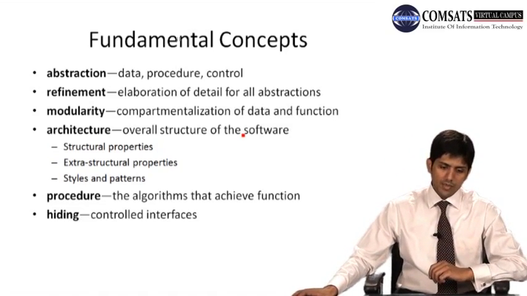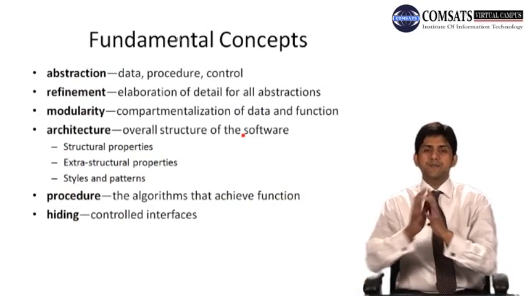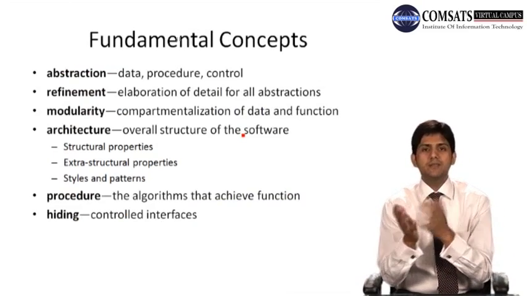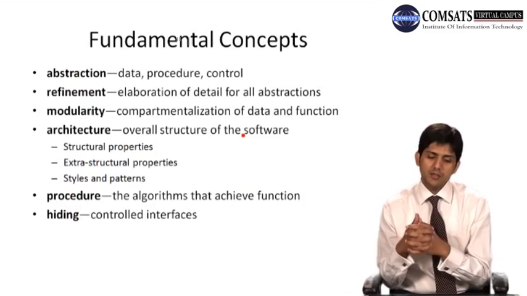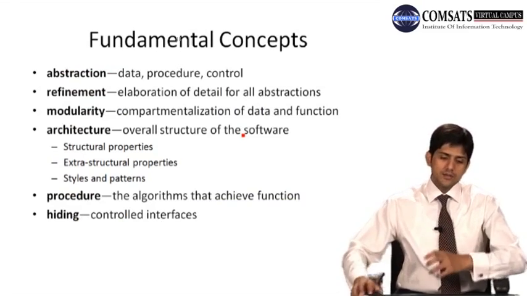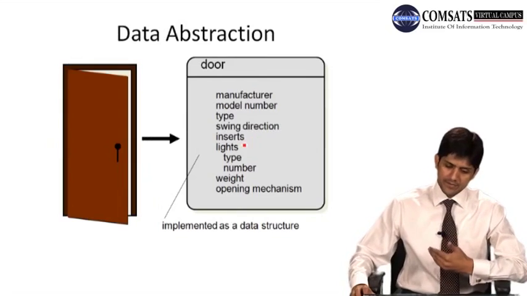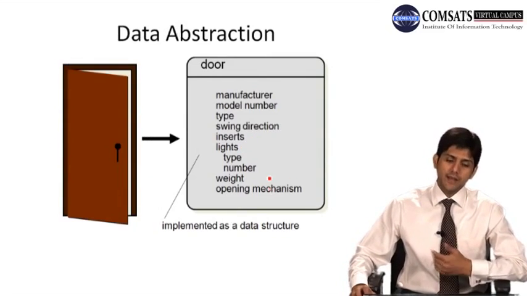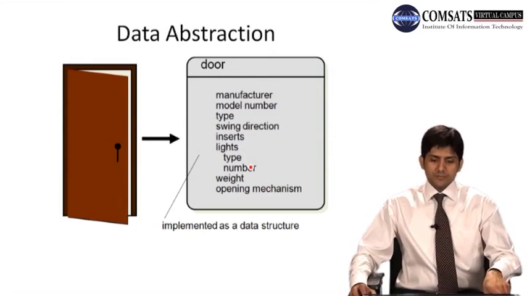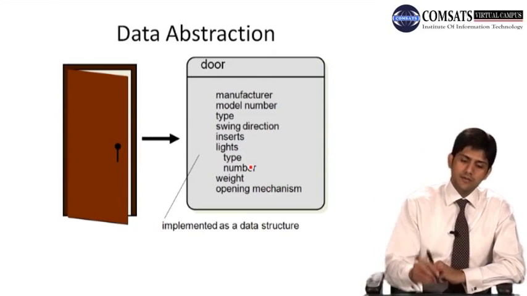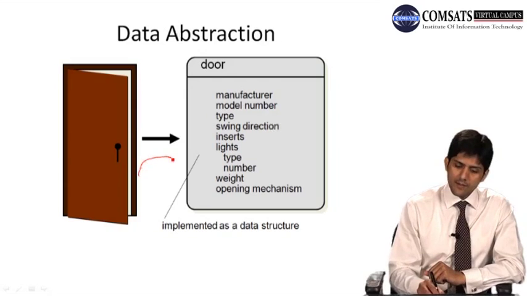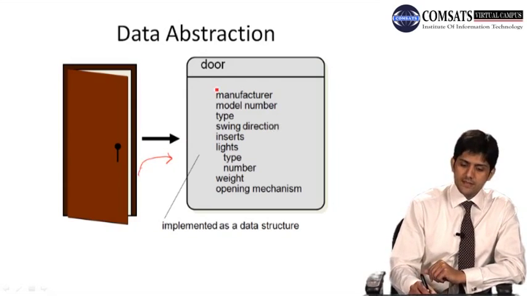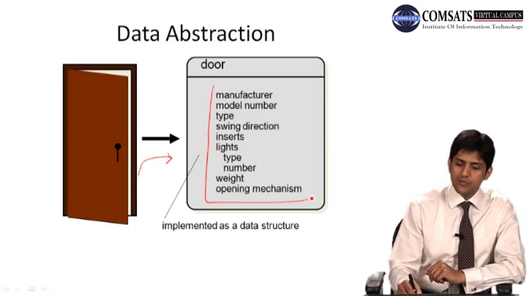Okay, now when we talk about abstraction, then abstraction can be at 3 levels. There can be data abstraction, there can be procedural abstraction, there can be control abstraction. Okay, so let's see what do we mean by a data abstraction. Okay, now for example when you design for that, okay, then this is the data that you will store for a door.